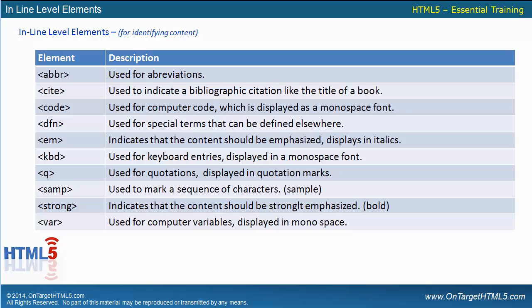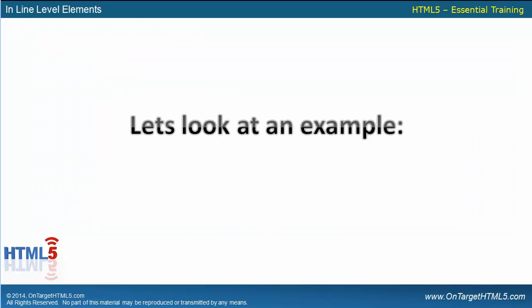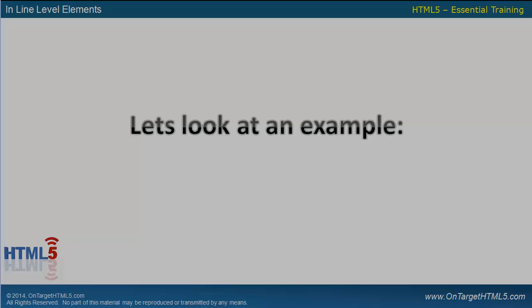We have a keyboard entries element, again displayed in a monospace font. We have a quotations element or tag. We have a sample element used to mark a sequence of characters, a sample of characters. We have a strong element that is used for bold, again very similar to the B element, and again for screen readers. And then we have a var element, or a var tag, used for computer variables, and again displayed in monospace. So let's go ahead and go into our development environment and let's look at some of these. Let's get some examples of some inline elements in HTML.